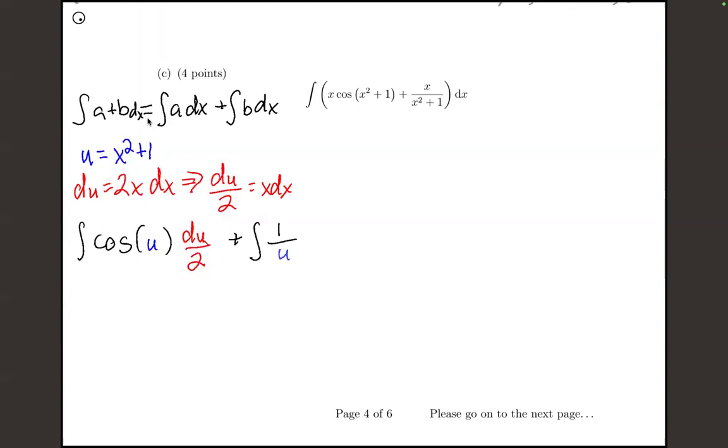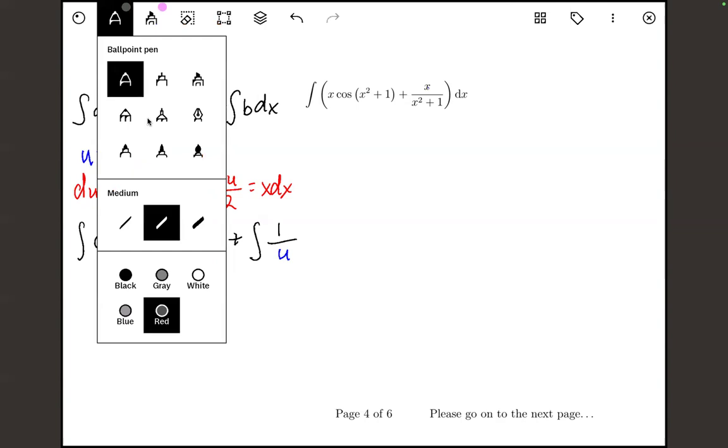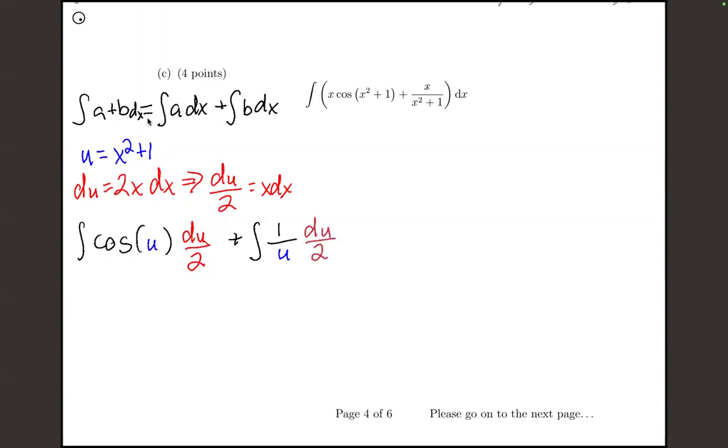And then we have an x dx here, which is exactly what we need to substitute in du over 2. So we're going to do that, du over 2. And then let's reflect real quick. We see cosine of u du, which is okay. We can do that. And then we have 1 over u du. And again, these are off by some factor, but that's a-okay. These are both antiderivatives that are well known to us.